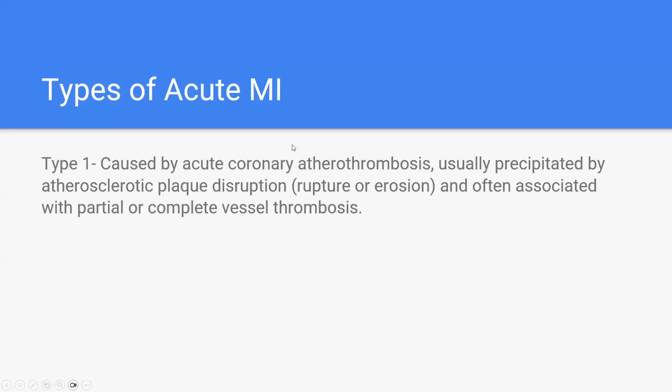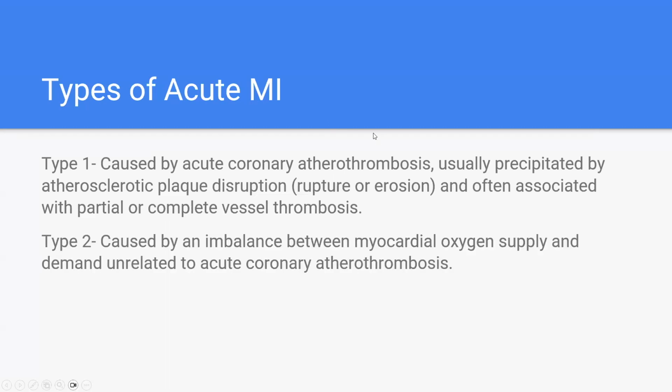So when we have acute MI, of course, the types, we hear type 1 and type 2. There's actually 5 or 6 types, but the ones that'll be relevant to us are type 1 and 2. Type 1 is this acute coronary thrombosis. So that's that plaque disruption and vessel thrombosis that I just mentioned. Type 2, which we see more of, is caused by an imbalance between myocardial oxygen supply and demand, unrelated to coronary artery thrombosis.